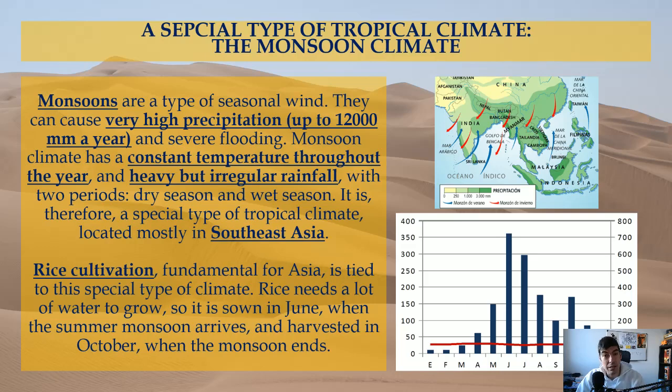The monsoon climate, as well as the rest of the tropical climates, has a constant temperature throughout the year, and it has a very heavy but also very irregular rainfall. We have the monsoon season in the summer. And this climate we can find in Southeast Asia, mostly in India and the Indochina Peninsula. And that is why in these regions it is very common to see rice cultivation, which is tied to this special type of climate because the rice needs a lot of water to grow.